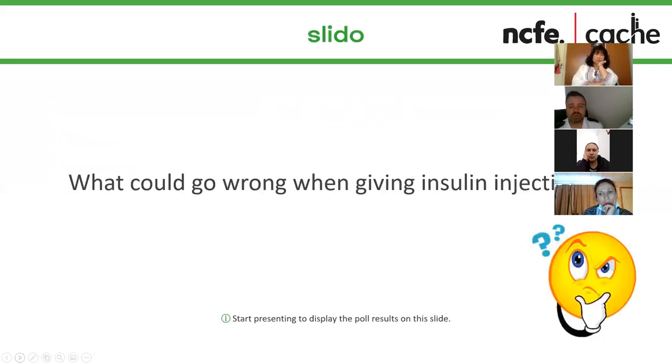So what can go wrong when you're giving an insulin injection, do you think? Not giving the correct amount. Okay, so overdosing or underdosing. So we're looking at basic medication policy here, aren't we? The 6 rights, 7 R's or 12 R's, whatever your R's are. Yeah, so that's one. What else could happen giving an insulin injection? What else could go wrong?